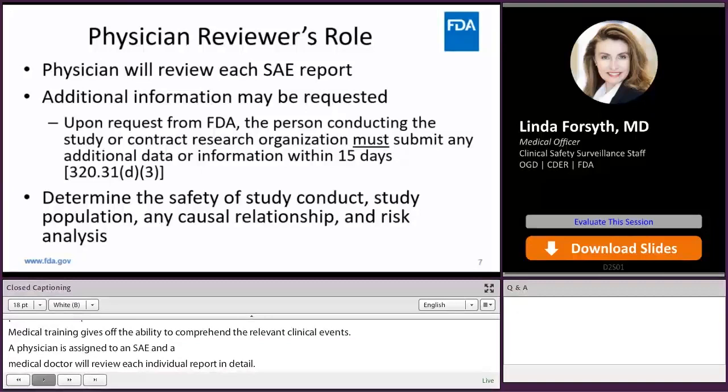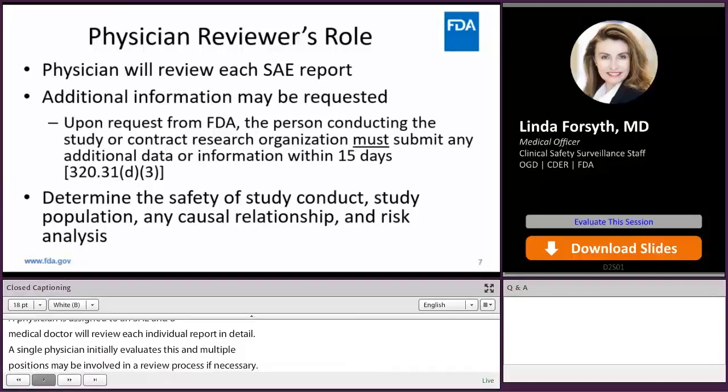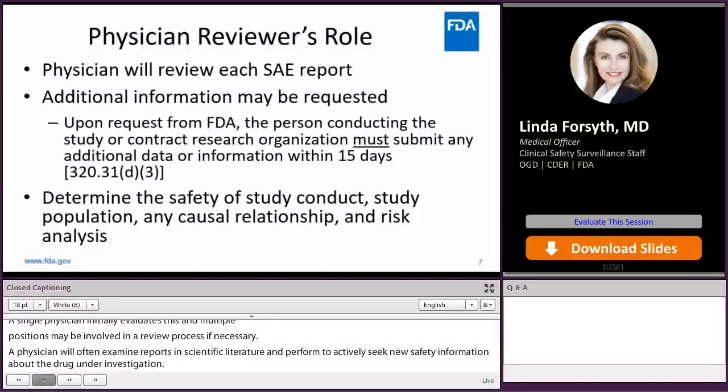A physician will often examine reports in the scientific literature and perform literature searches to actively seek new safety information about the drug under investigation. The physician or medical officer reviewing the SAE may need to request more information in order to evaluate the SAE properly. If FDA does request additional information, then this should be addressed and submitted no later than 15 days.